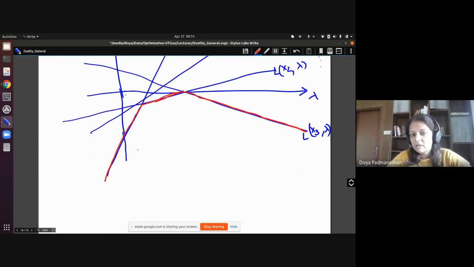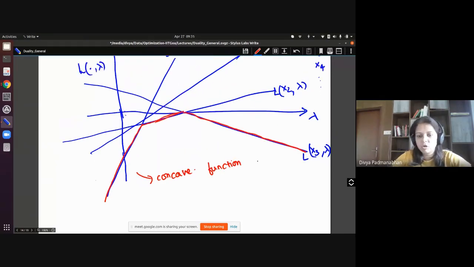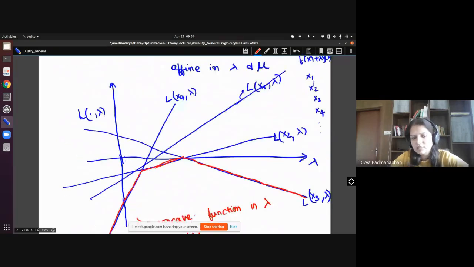So you see the general form here. This is a concave function, the one that I've marked in red. It is a concave function. Of course, we are plotting it against lambda, so concave in lambda, and this is exactly the dual function, theta of lambda. So you see that the dual function is always concave in lambda.